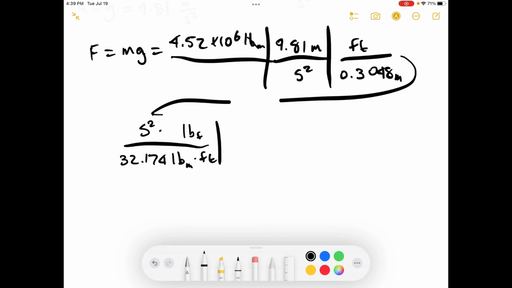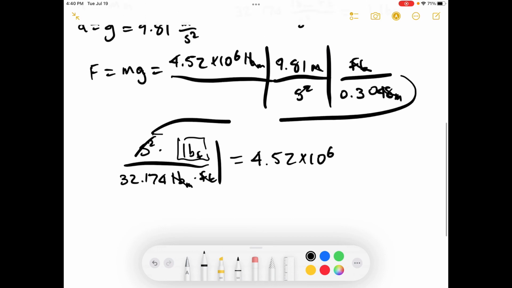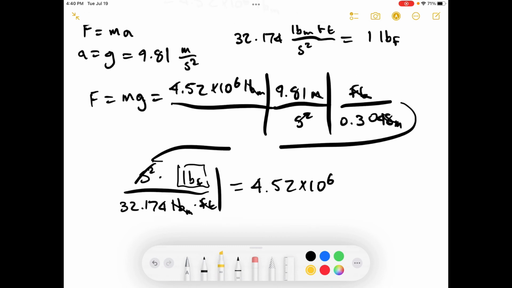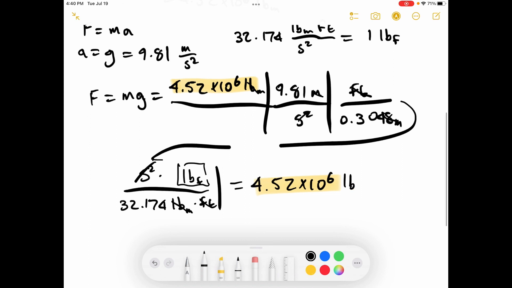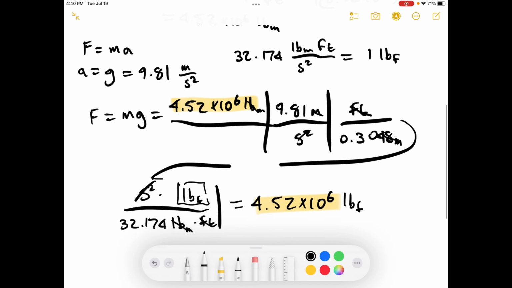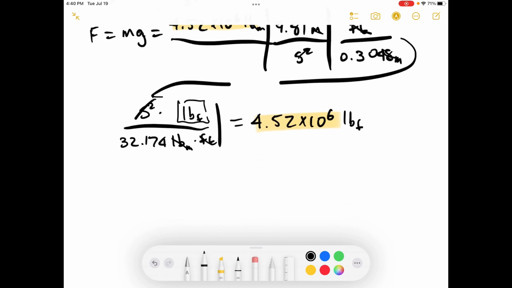Okay, so our meters cancel, our seconds squared cancels, pounds mass cancels with that one up there, our feet cancel up there, and we're left with just the pounds force. And this equals, you guessed it, 4.52 times 10 to the 6, the same thing that we started with. It's nice that pounds force and pounds mass have that connection in that way. All right, so this is your final answer.